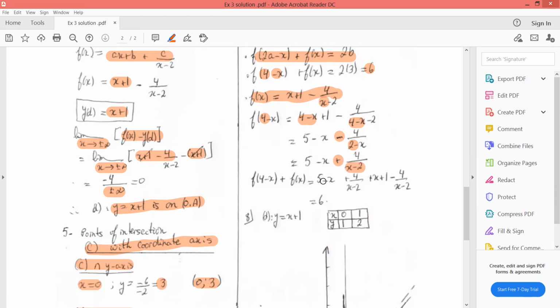Why did we put 4 minus x plus 1 in place of x plus 1? This line above is called f(x). Okay. f of (4 minus x) means we have to replace each x by 4 minus x.